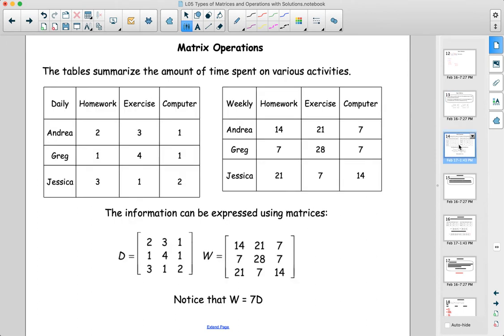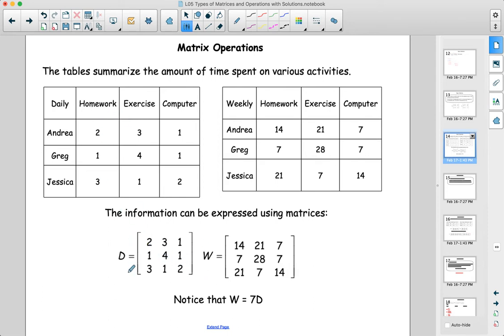All right, so what I'm going to do now is walk you through some examples that will illustrate operations on matrices. So this table is summarizing the amount of time someone spends doing various activities: homework, exercise, computer, for 3 people, Andrea, Greg, and Jessica. So we could take this information and express it as a matrix. Square matrices in this case.